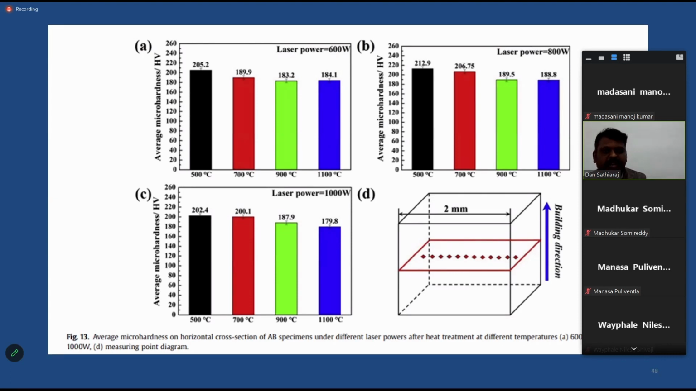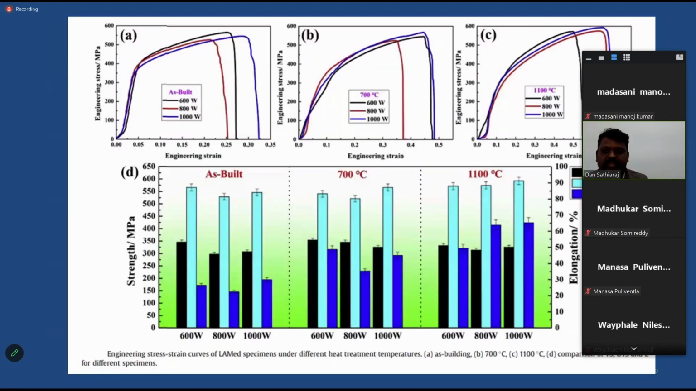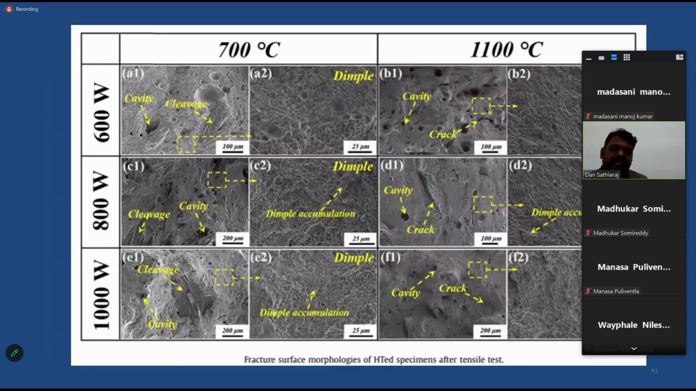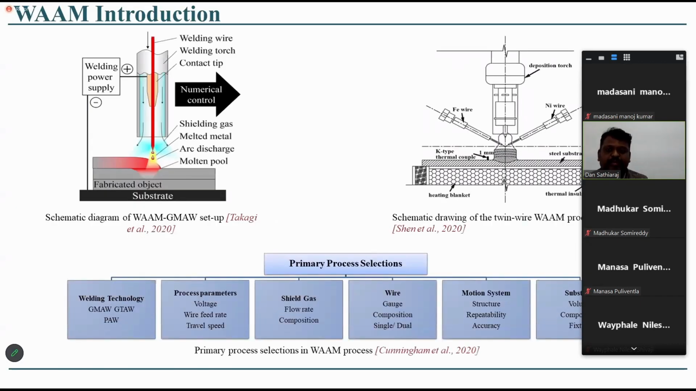Okay, only after 1100 did they observe a drastic change in the strength. That's what you can see here. Almost the yield is similar for the different temperatures. Ductility also improved after annealing. The fracture again shows it's a dimple fracture. There is no difference. Basically it is showing that it is a ductile material. So that's what they understood from the heat treatment.